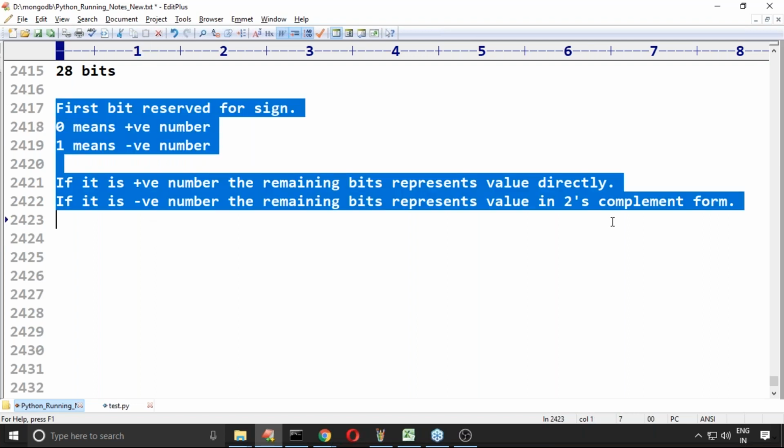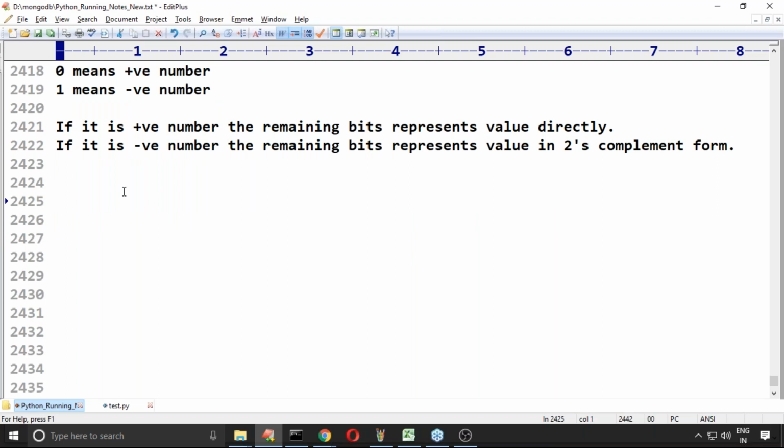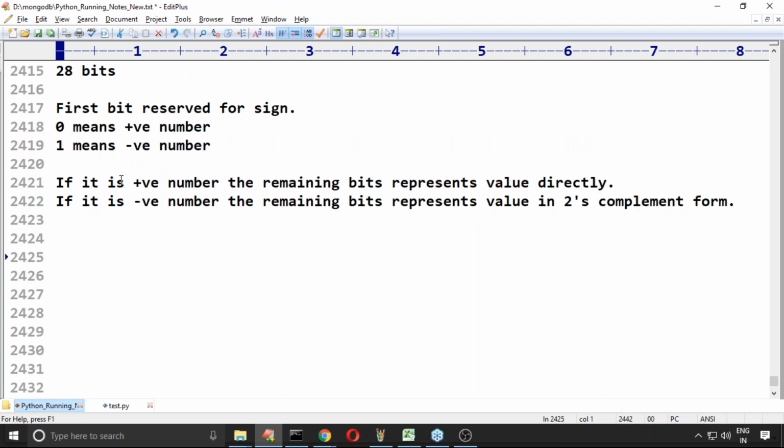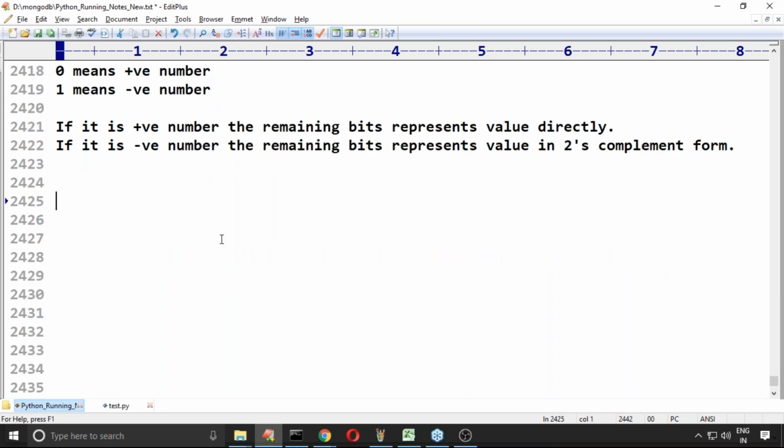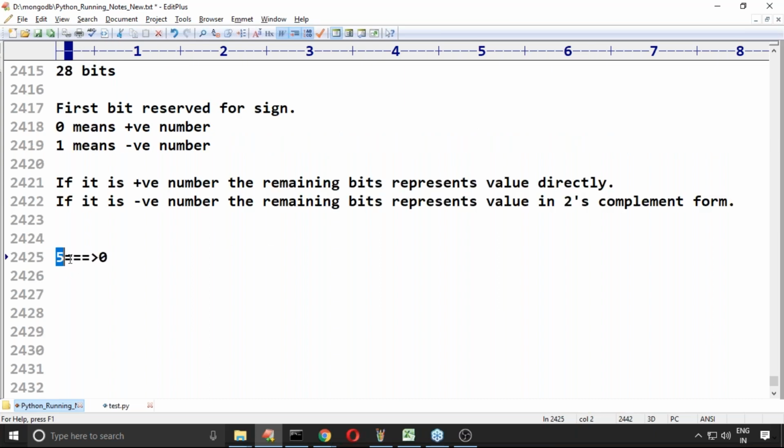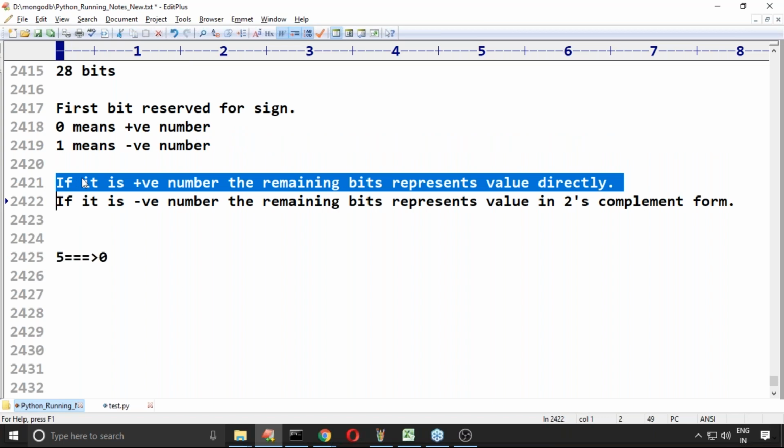Now here, 5 uses 28 bits, right? It is a positive number, so the first bit is 0. So in total 28 bits, that is the representation of 5 using 28 bits. 1 bit is already reserved for sign, 0 because it is a positive number. If it is a positive number, the remaining bits represent the value directly.